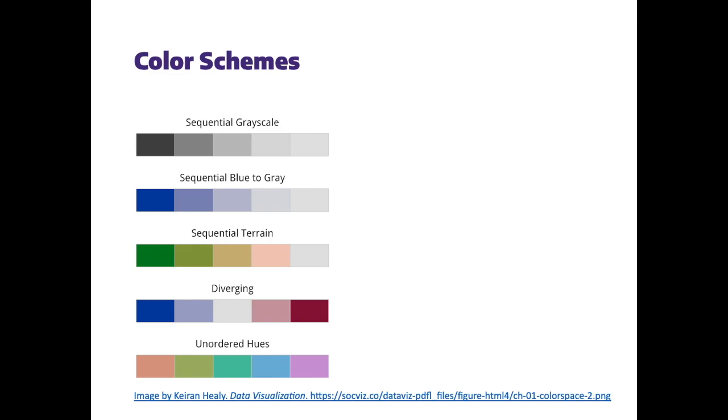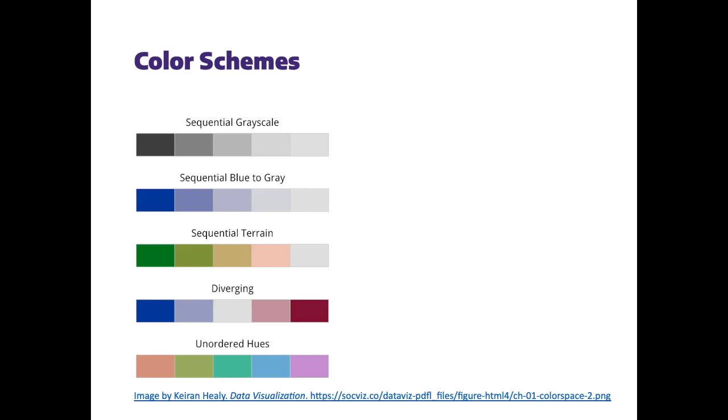You also have divergent color schemes too, where maybe a blue is more positive and a red is more negative. And then also unordered hues, which help to show categories most commonly that are not related, but are distinct on their own.